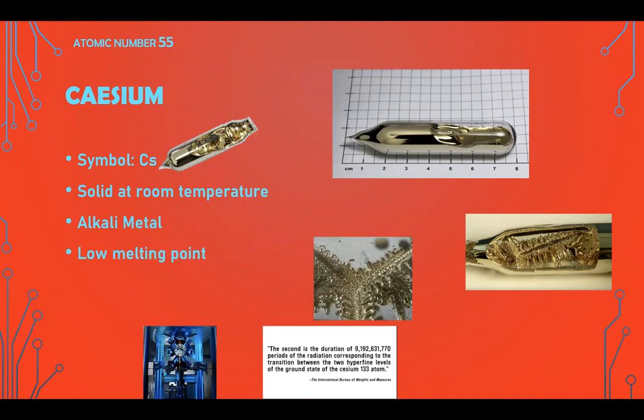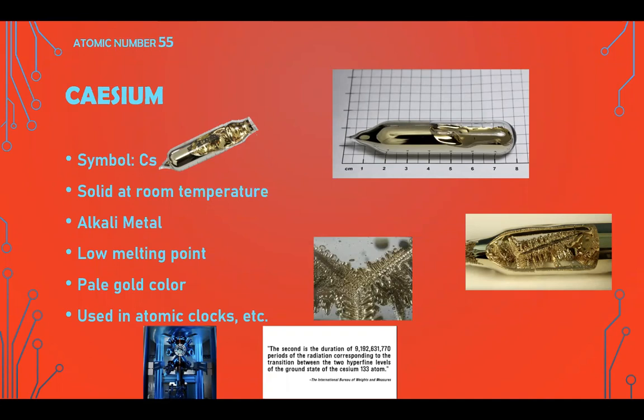It has a low melting point. Cesium has a pale gold color, which I really like. And it's used in atomic clocks. And by the way, the International Bureau of Weights and Measures characterizes a single second as the duration of 9,192,631,770 periods of the radiation corresponding to the transition between two hyperfine levels of the ground state of the cesium-133 atom. I will explain what this quote means a bit later.